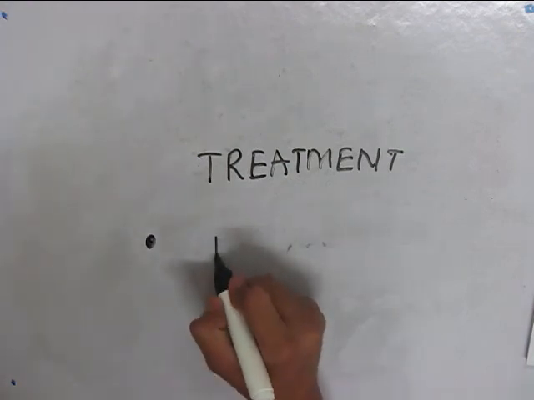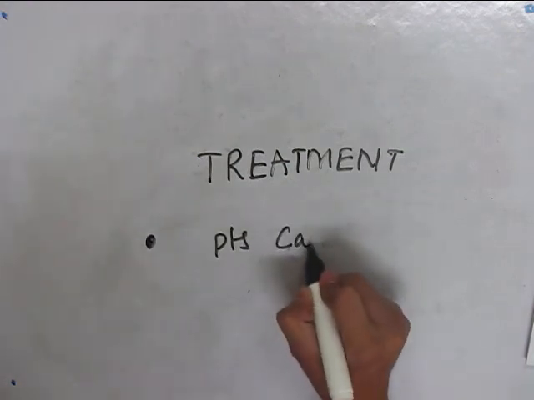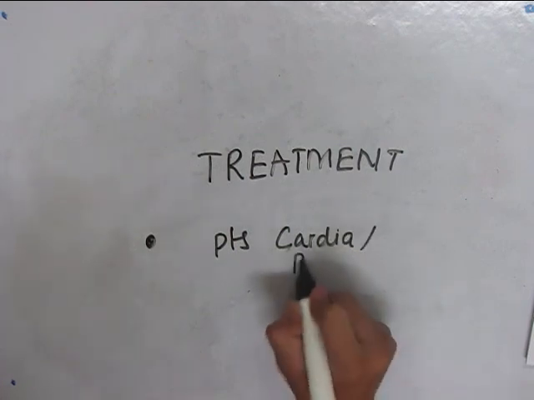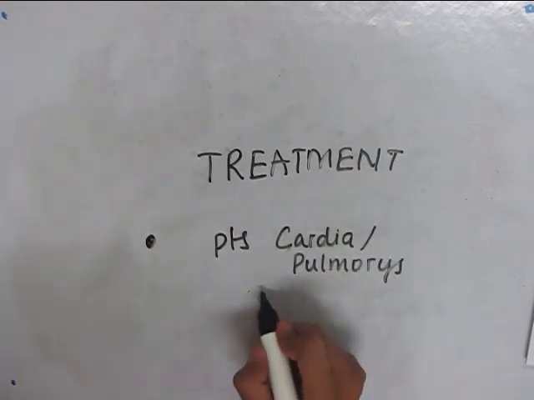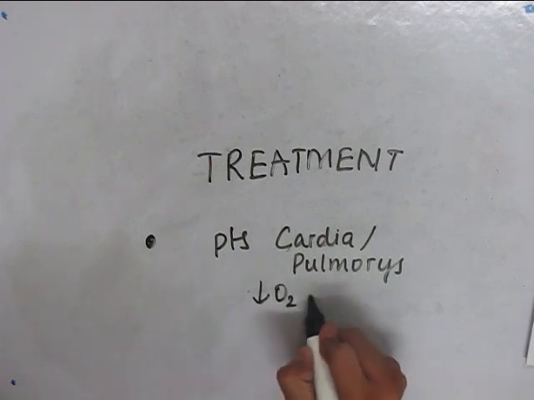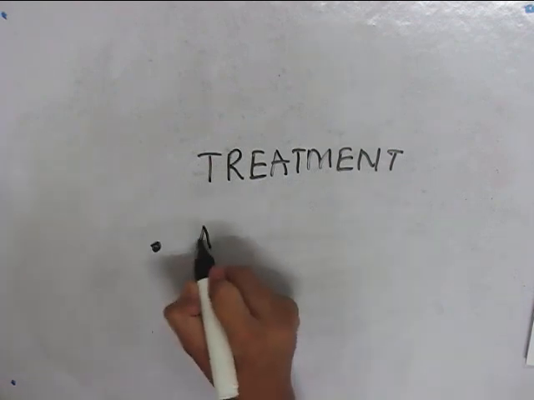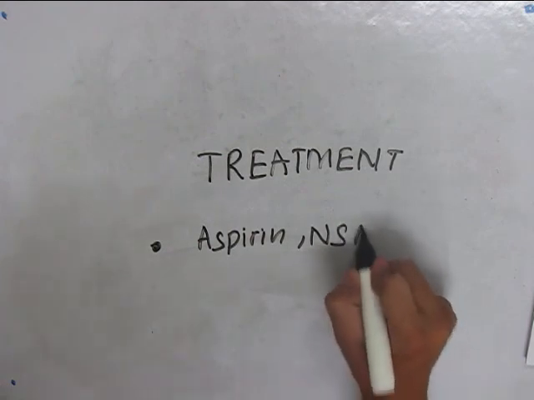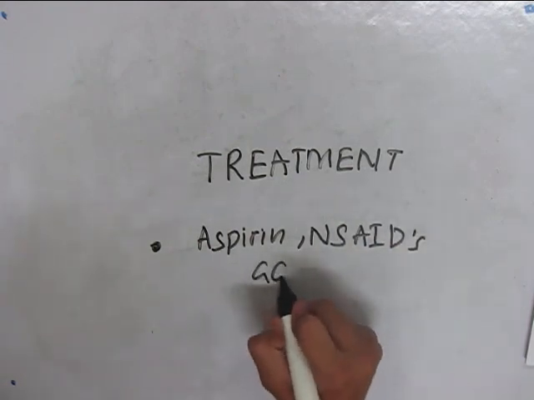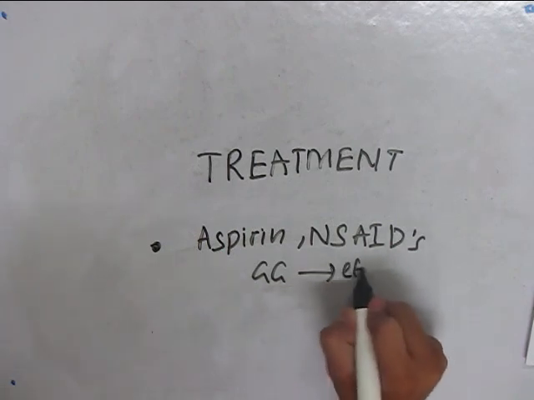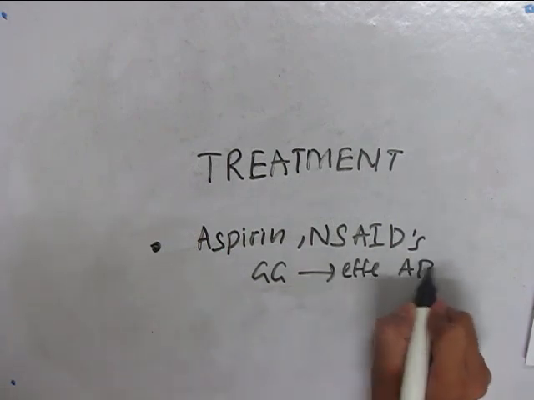Fever treatment in patients suffering from cardiac or pulmonary disorder is very important as it decreases the O2 demand. Aspirin, non-steroidal anti-inflammatory drugs, that is NSAIDs, and glucocorticoids are very effective antipyretics. So that's all about fever.